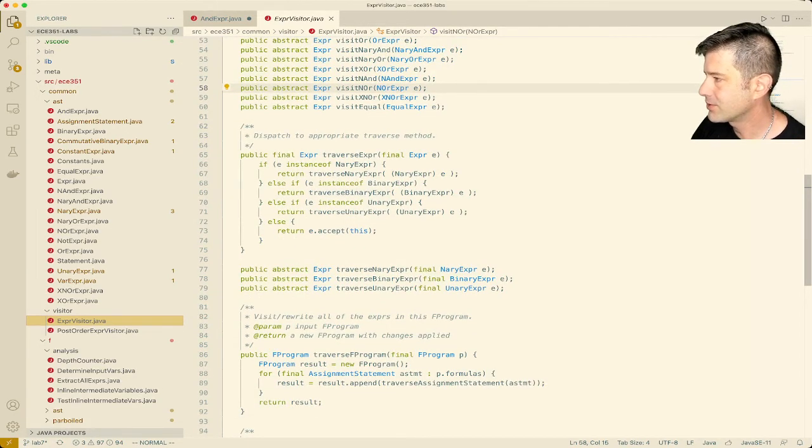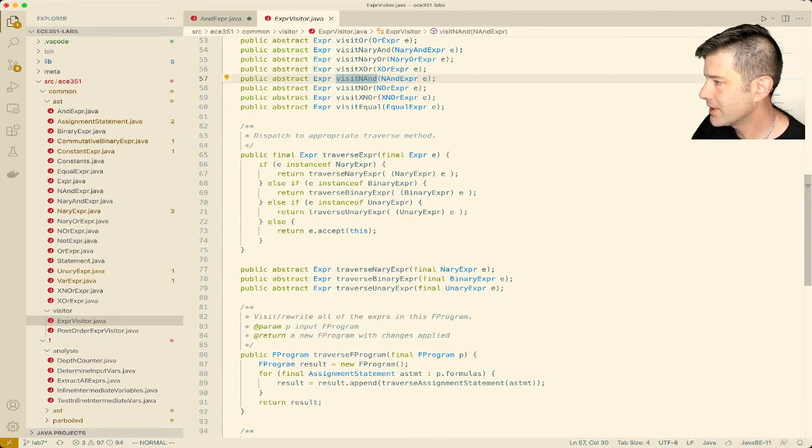There's a traverse expression method, and all it does is figure out which type an expression is and call an appropriate traverse method. If all of those fail, it just tells E to accept the current visitor. If it's not an n-ary, not a binary, not a unary, it means that it is a leaf expression. To traverse a leaf expression is simply to call accept on E, and this will end up being a call to one of the visit methods at the top, depending on the type of E.